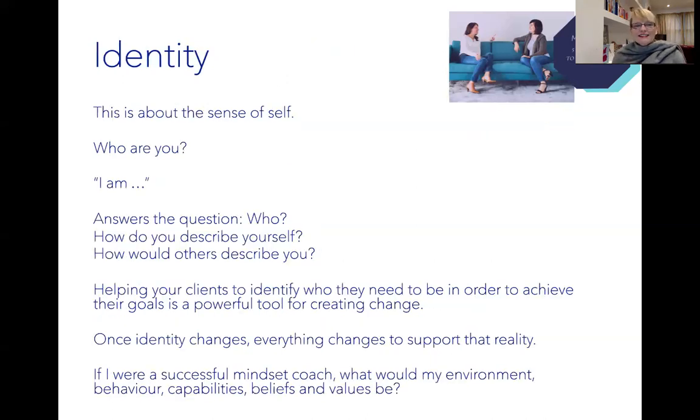Okay, identity. Now, this is about the sense of self, and this is the absolute pinnacle. If you get your identity right, if you're thinking, acting, behaving, believing in the way that the person who already has this goal does, and you're showing up for yourself in the right way, well then everything else, all the other layers, all the other logical levels will automatically start to realign and shift into place. You will start to show up differently for yourself.